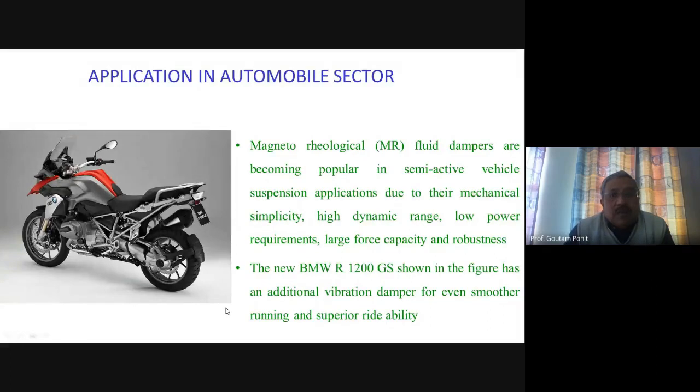Now, lastly, the application in the automobile sector. Magnetorheological fluid dampers are becoming popular in semi-active vehicle suspension applications due to their mechanical simplicity, high dynamic range, low power requirements, large force capacity, and robustness. This is the new BMW R1200 shown in the figure, with an additional vibration damper for even smoother running and superior rideability. So this model of BMW motorbike has the MR damper.